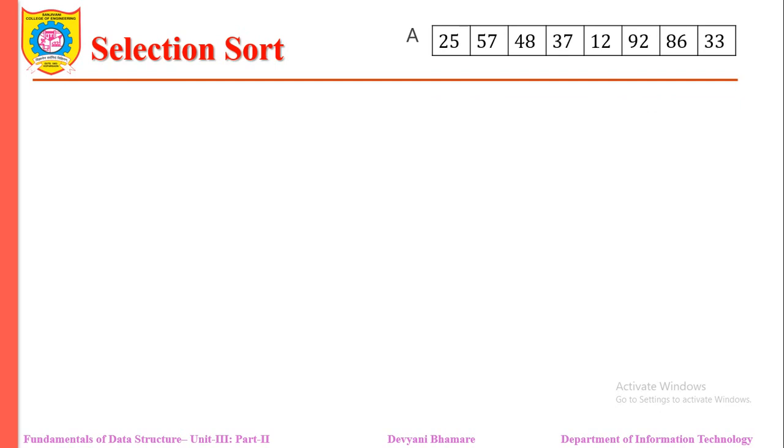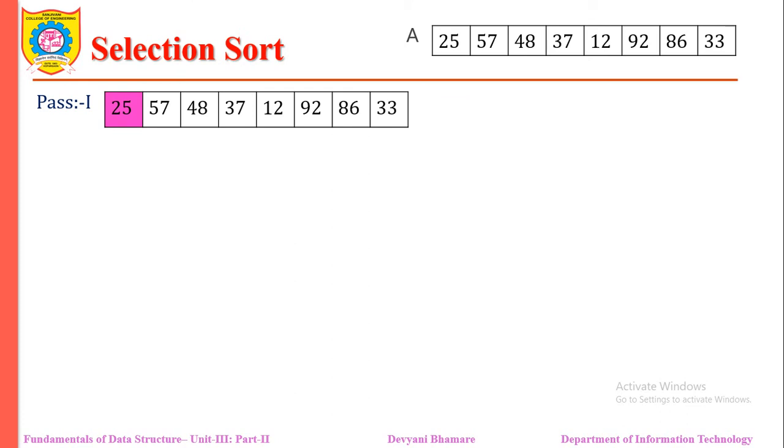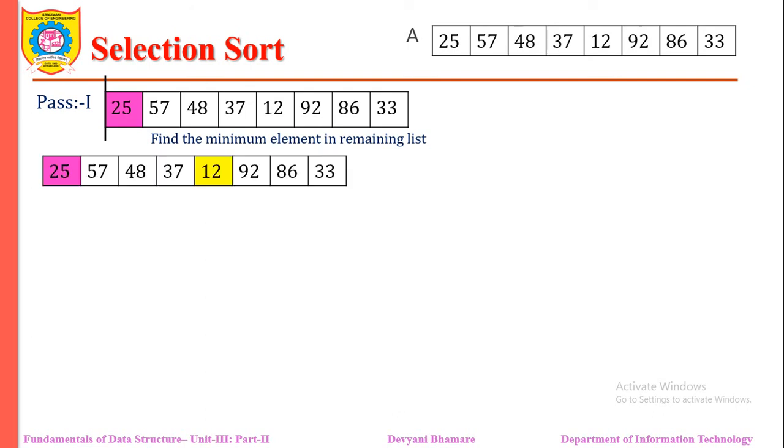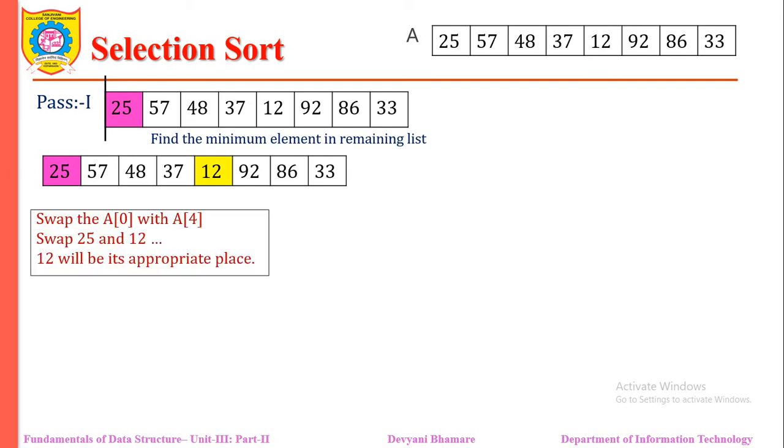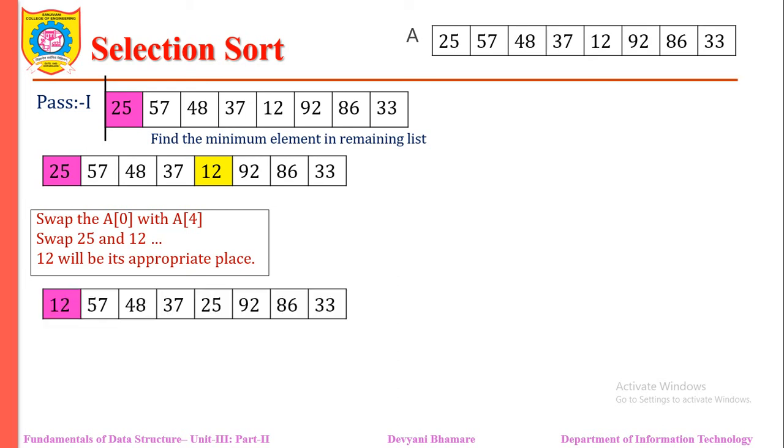Here array A consists of a total of 8 elements. In pass 1, the first smallest element will be exchanged with the element at A[0]. There are no sorted elements yet, so among the remaining elements we identify the minimum element. Let 12 be the minimum element, and 12 is swapped with 25, meaning A[0] and A[4] are swapped. So 12 is in its appropriate place. This is the output of our pass 1.